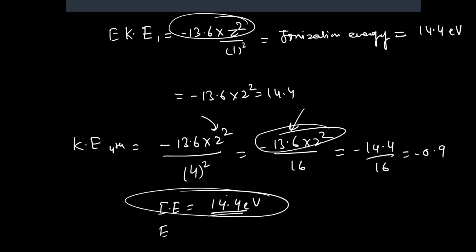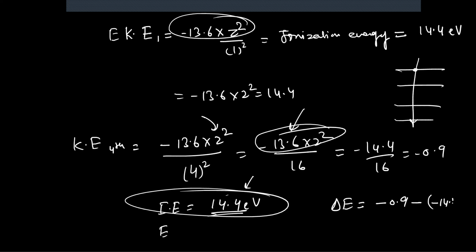So if the electron is in the fourth shell with this energy, when it comes back to the first shell, it is going to release that much amount of energy. So the change in energy will be equal to the final energy minus the initial energy. Final energy means when it was in this one, so it was minus 0.9 electron volt minus 14.4 electron volt. So you will get plus 13.5 electron volt.